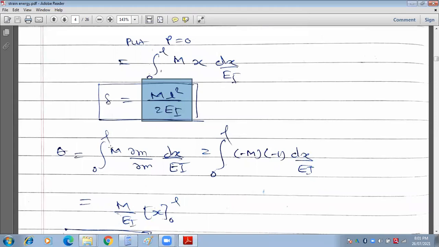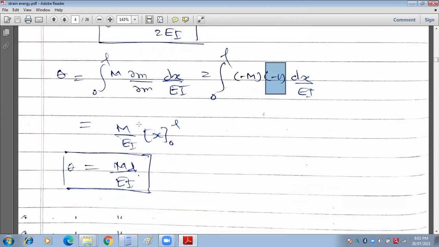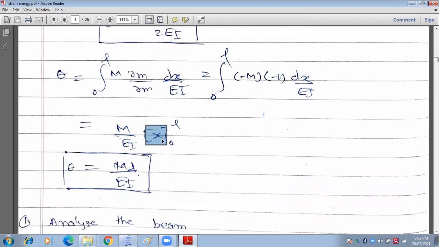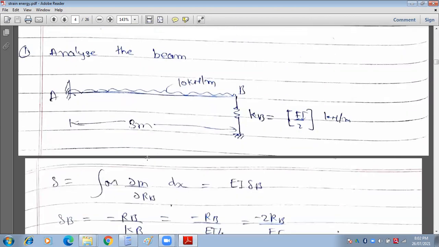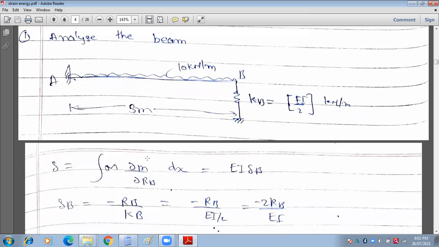And for the slope, as we know that we are taking this partial derivative with respect to moment again, and the value is minus 1, and integration of a constant term is x, and that's why the limit varies from 0 to L, and you will be getting ML upon EI, the same value as the general standard formula. Now let us solve one simple problem by using this strain energy method.